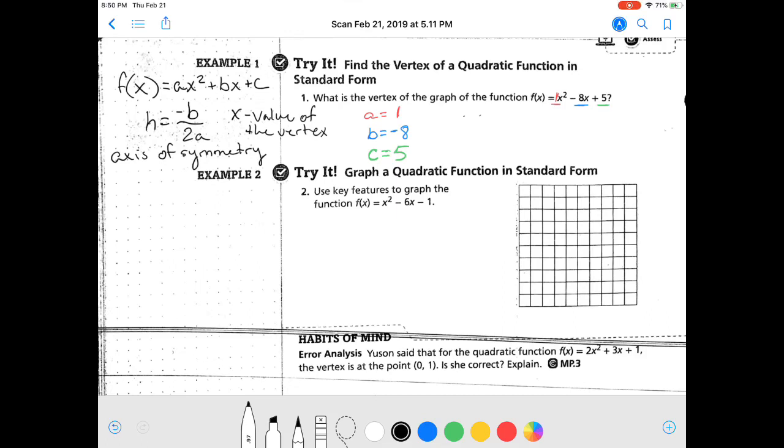So now I'm going to plug my a, b, and c value into that formula that I showed you. So h equals negative b over 2a. So for my b value, I'm going to plug in that negative 8. And for my a value, I'm going to plug in 1.